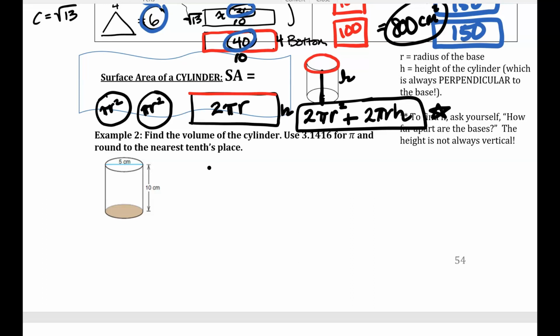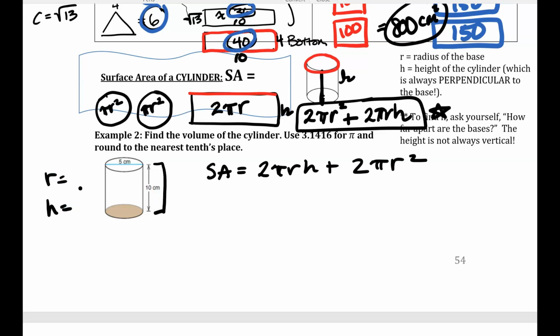So let's do an example. Every single time I do these, I just get in the habit of writing down the formula. I'm going to write it down like this, 2 pi r h. It really doesn't matter what order, but that's the order that I had it in on the notes that you have. So basically, I'm looking for the radius, and I need to find the height. So the height is 10.